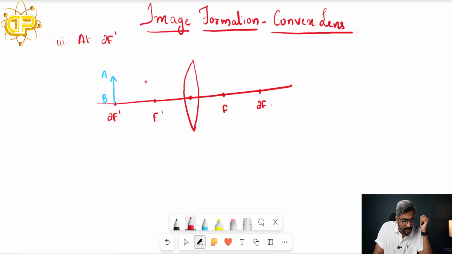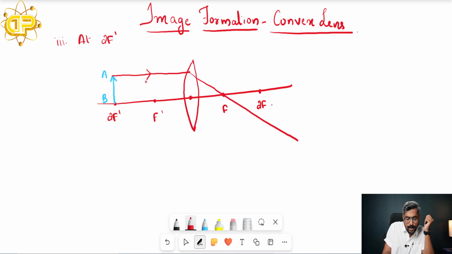Let us see. Just imagine that there is an object AB placed at 2F dash. So what happens here? If I'm taking a ray coming from point A, then I'm drawing it parallel to the principal axis. You know that after refraction, the ray will be passing through F. So this is the first case, and you need at least a minimum of two rays to get the image. So the next ray will be either passing through the principal focus F dash, or otherwise through this C. It is up to you, whichever is suitable, you just take it like that.